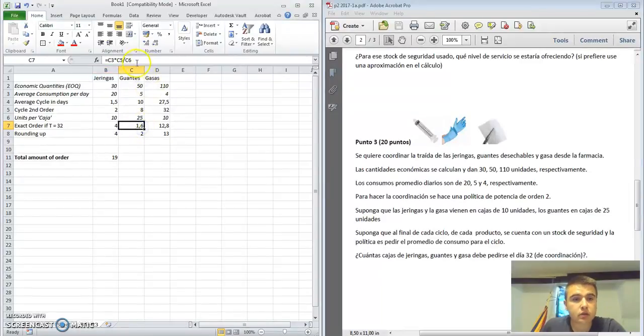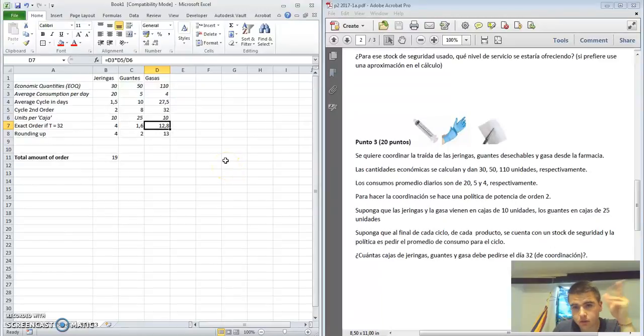In the same way, you compute 5 times 8 divided by 25, and 4 times 32 divided by 10. So the exact order would be 4 cajas de jeringas, 1.6 cajas de guantes, and 12.8 cajas de gasas.